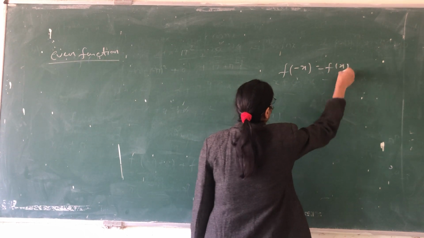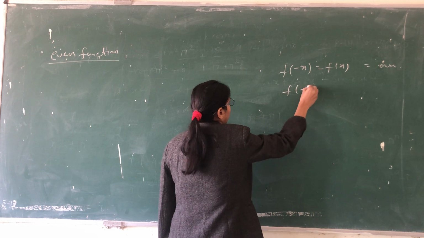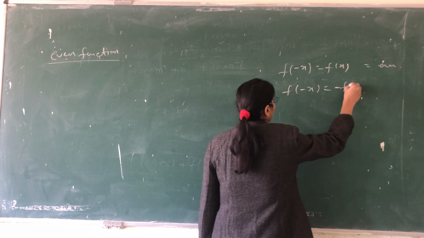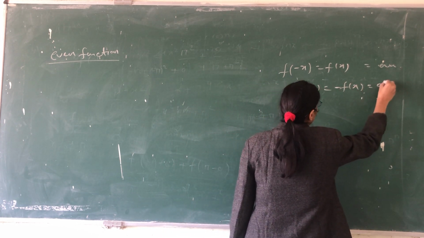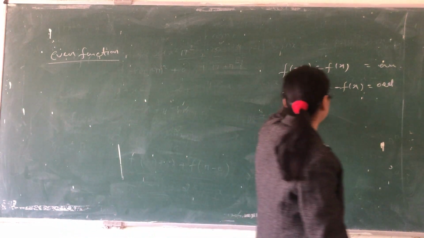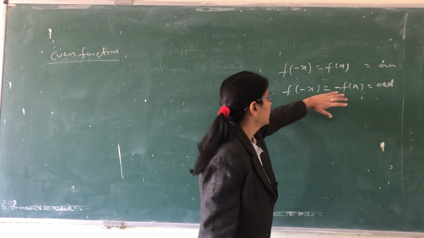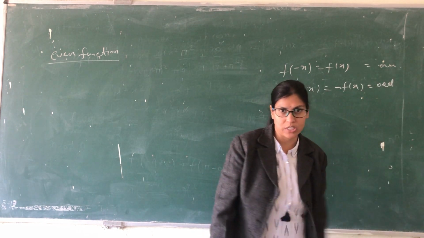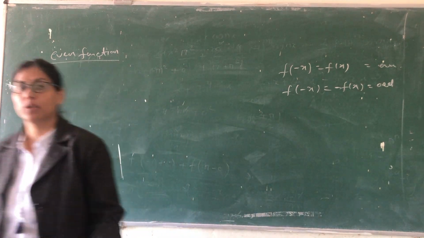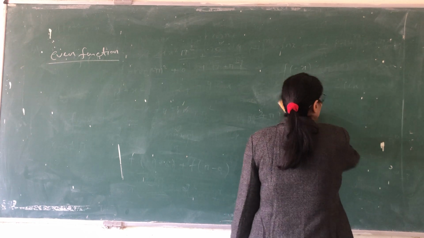ऑफ x, then the function is even, and f of minus x equals to minus of fx, then the function is called odd. So using this property, f of minus x equals to f of x, then the function is even. f of minus x equals to minus of fx, then the function is called odd function. So here using the functions property even and odd, we will find the Fourier series.